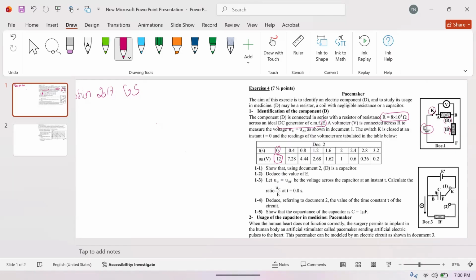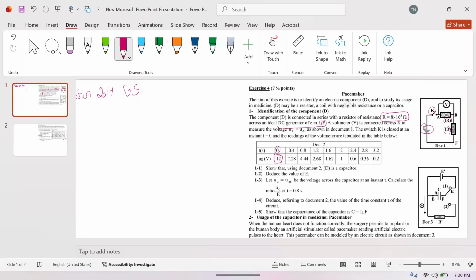Okay, now, obviously also we can see that it's not a linear function. It's not a straight line. Because if you can see at 0, we have 12, 0.4, 7.28. The numbers are not really looking like they would give me a straight line. So the whole exercise tells me that D should be a capacitor. Now here, show that using document 2 and 1.1, D is a capacitor.